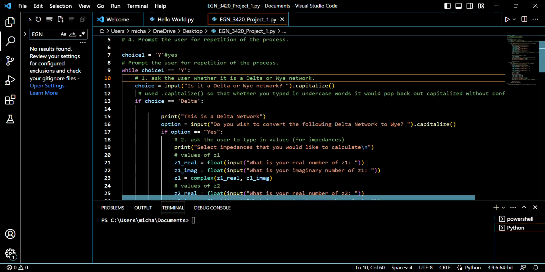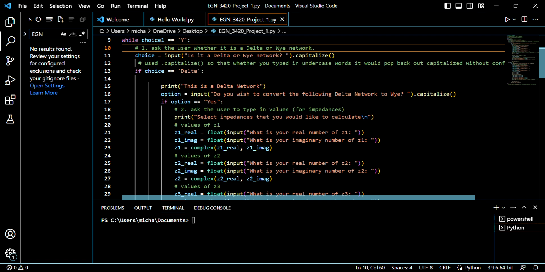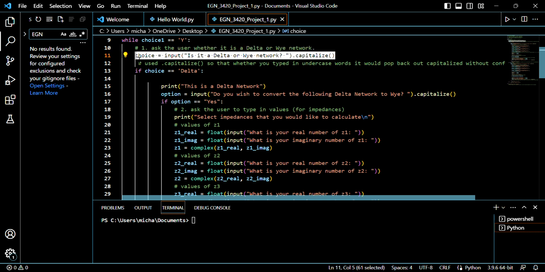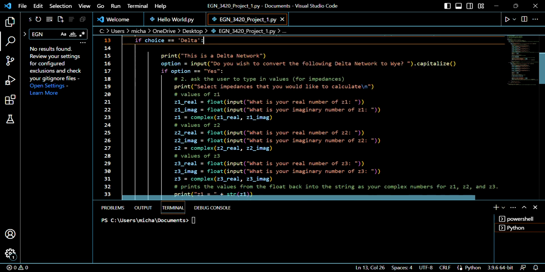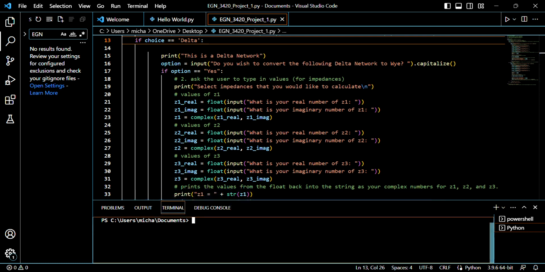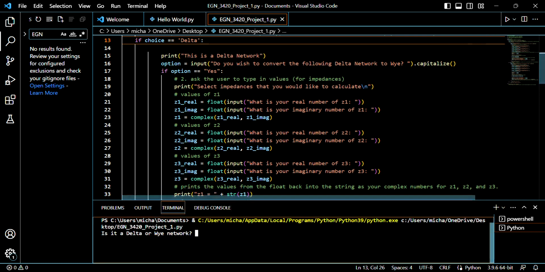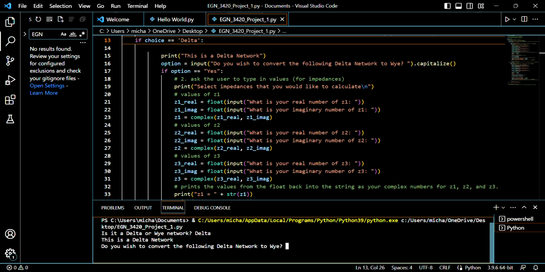But so here I did if-else statements from this input that I chose. It is asking, is it a delta or Y network? And if it is a delta network, then it will print out a message saying this is a delta network. So I will run this here. Is it a delta or Y network? It says delta. This is a delta network.